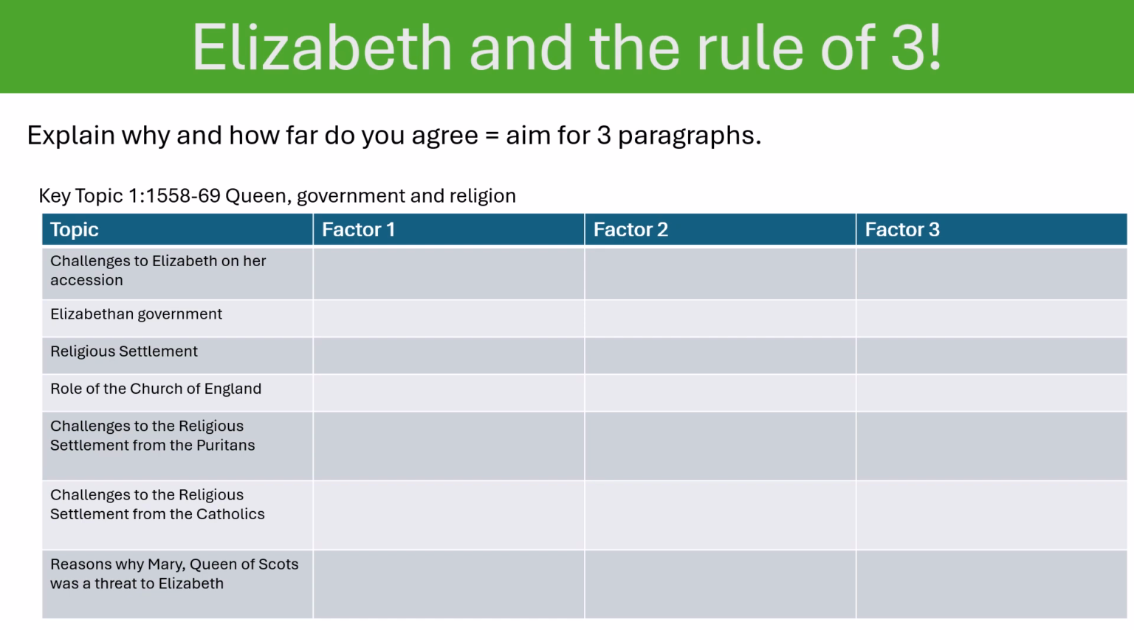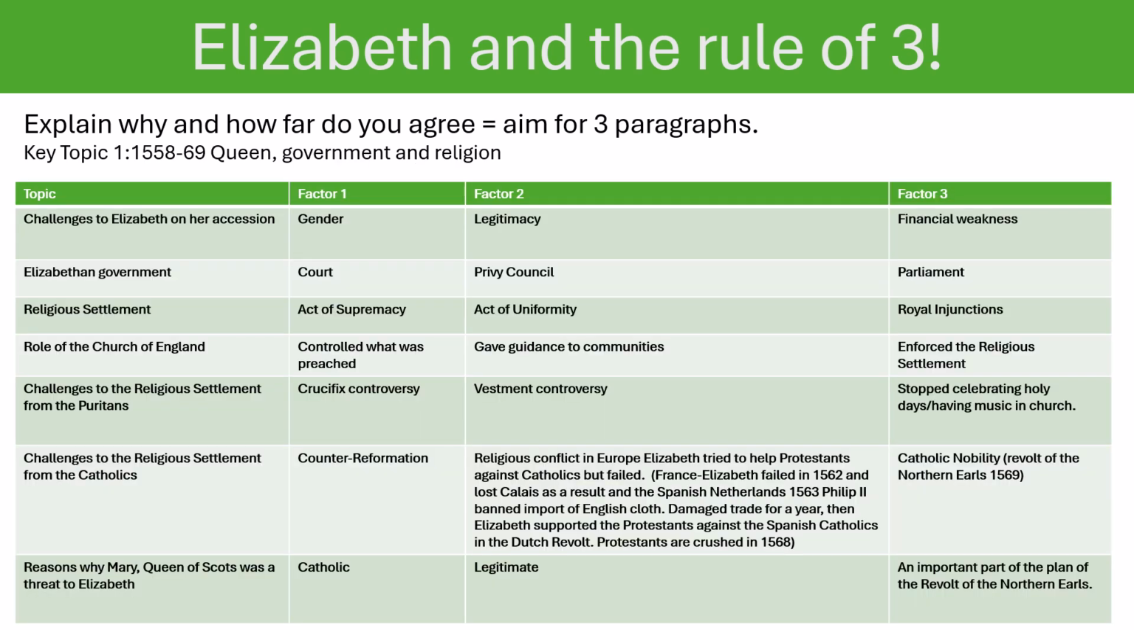So what I would do now is have a look on the screen in front of you, and I've given you the overview of the key parts within key topic 1. See if you can write down 3 factors that you could write for each. So challenges to Elizabeth on her accession, so 3 challenges when she became Queen, 3 parts of Elizabethan government, 3 parts of her settlement, 3 parts of the role of the Church of England, and so on. So if you pause the video now, give yourself 5 minutes and see if you can write down 3 factors for each. There we go, and then have a look at the screen.